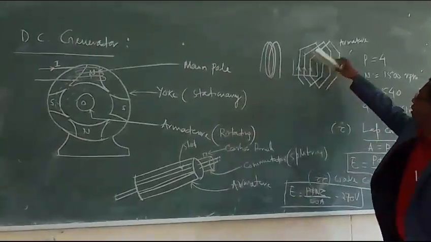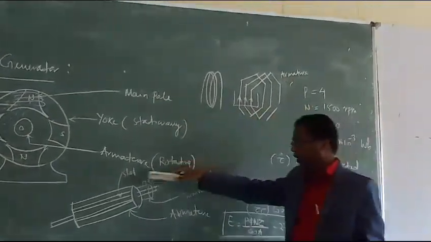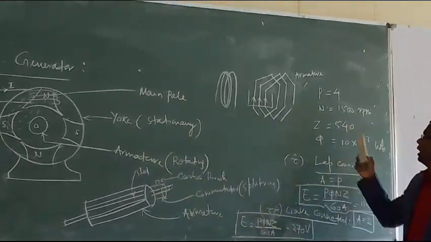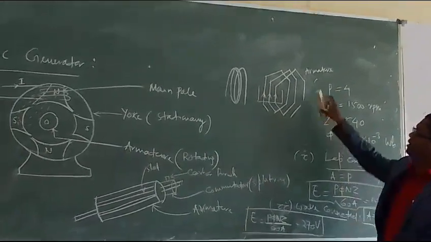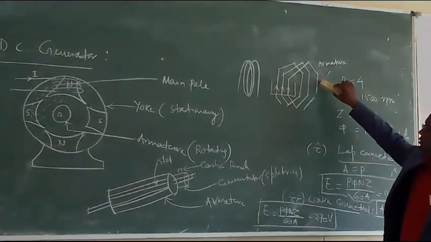And coils: armature windings, armature coils. We have two types of winding. One is lap winding, another is wave winding. Lap winding means the number of parallel paths equals the number of poles.